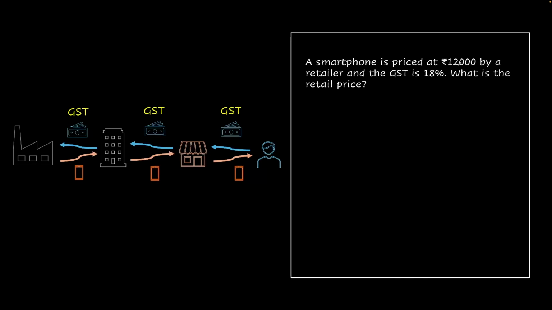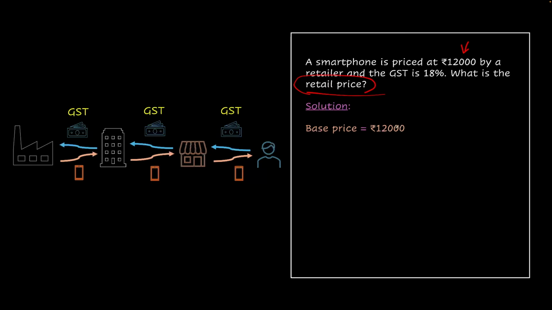Let's see a quick question with GST. A smartphone is priced at 12,000 by a retailer and the GST is 18%. What is the retail price? Now we need to understand that just because we say it's a retailer and it priced it, that doesn't mean it's the retail price, right? So retail price always includes the tax. So this price that we see is the base price, which the retailer will take. But the price we pay is including the GST.